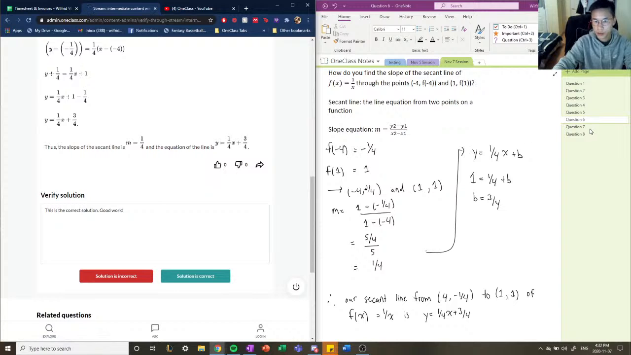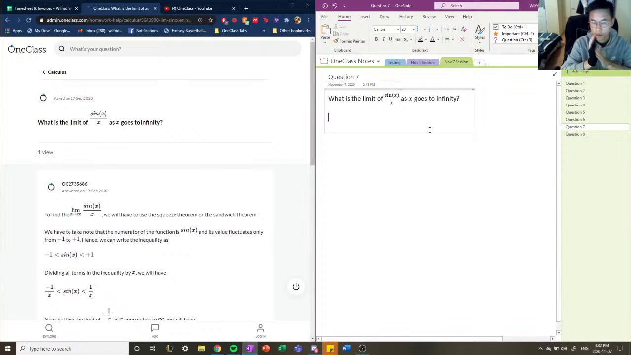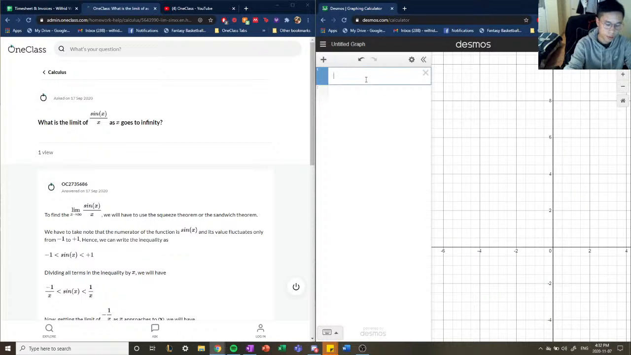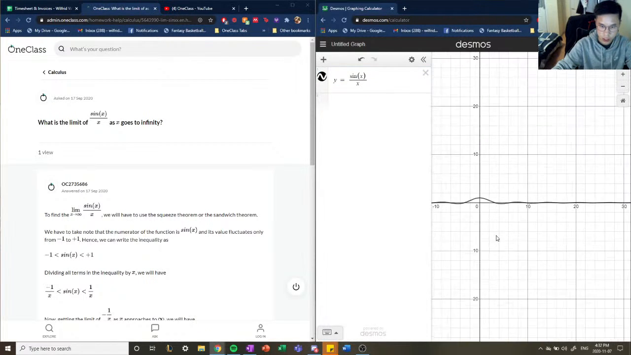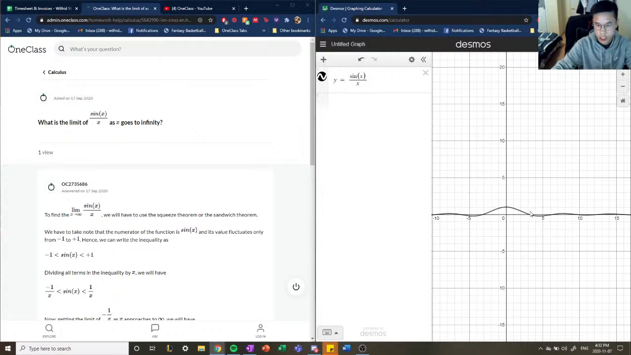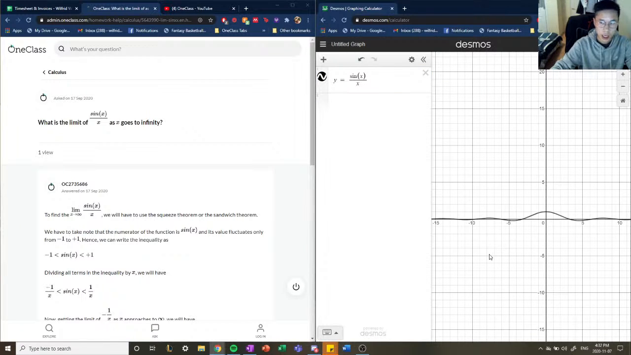All right, so let's move on. All right, so what is the limit of sine x over x as x goes to infinity? Let me just graph this function for you guys too, so we have some context of what this looks like. So y equals sine of x divided by x. Okay, so this is what that graph looks like. It kind of looks like a sine graph, but you can see that the amplitude slowly decreases as we continue on.